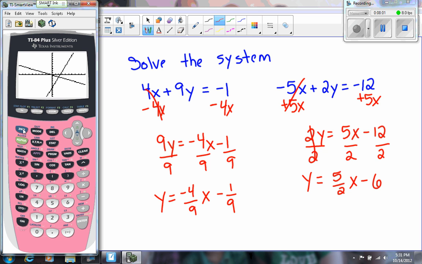So I want to know where they cross. So second, calc, intersect. And basically I can hit enter 3 times. First curve, yes. Second curve, yes. Guess. And like I said, you don't even have to move the cursor if there's only one place where they cross. So I get as my solution 2, negative 1.